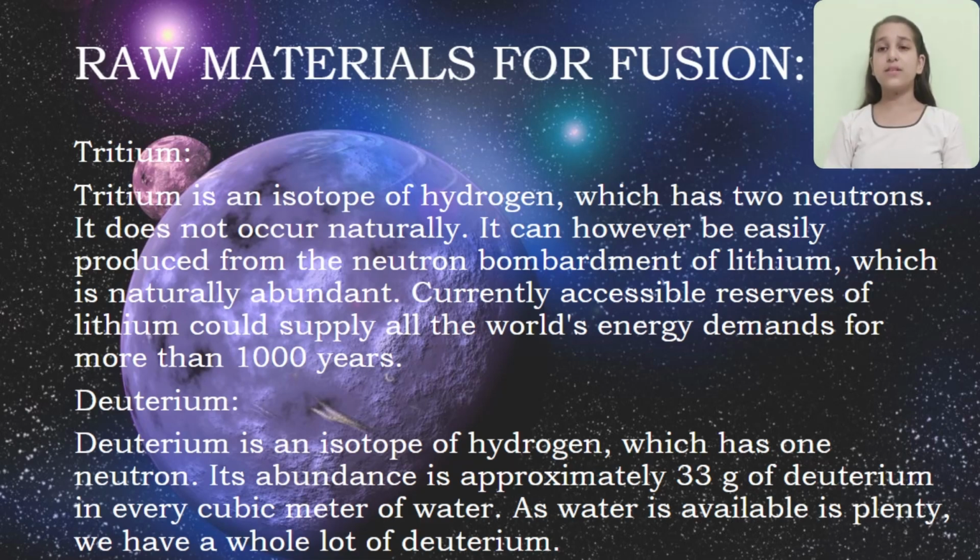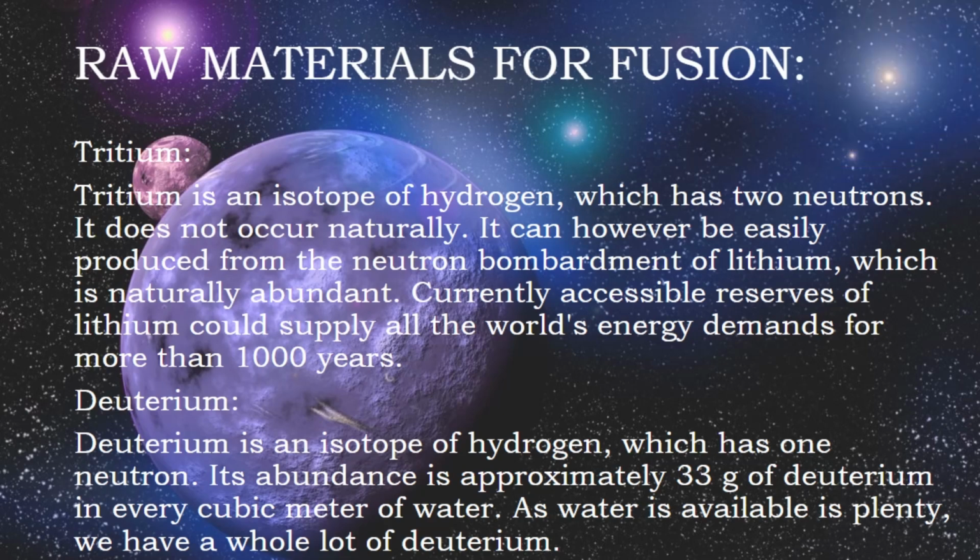Deuterium. Deuterium is an isotope of hydrogen which has one neutron. Its abundance is approximately 33 grams of deuterium in every cubic meter of water. As water is available in plenty, we have a whole lot of deuterium.